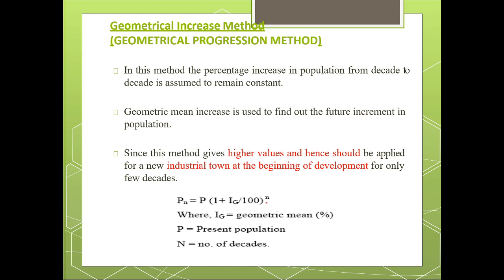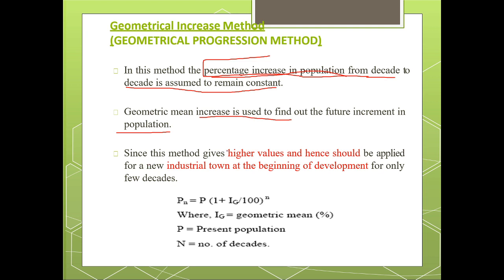Next is what we call the geometrical increase method, or geometrical progression method. In this method, the percentage increase in population from decade to decade is assumed to remain constant. The geometric mean increase is used to find out the future increment in population.